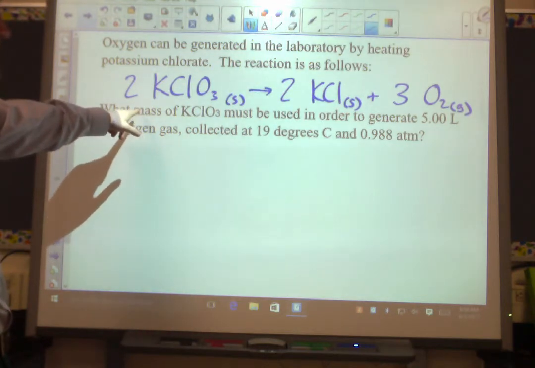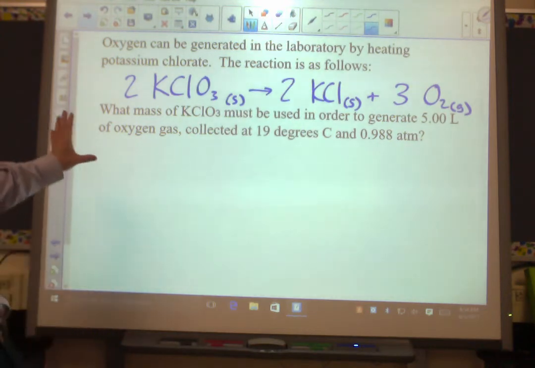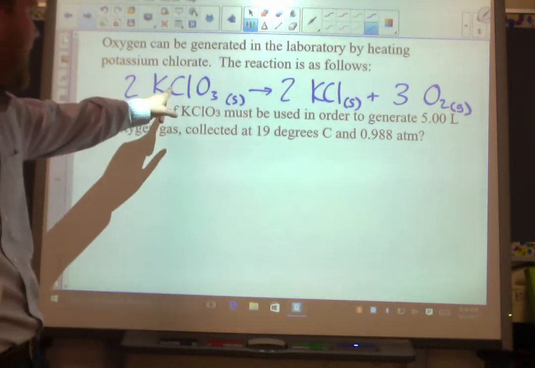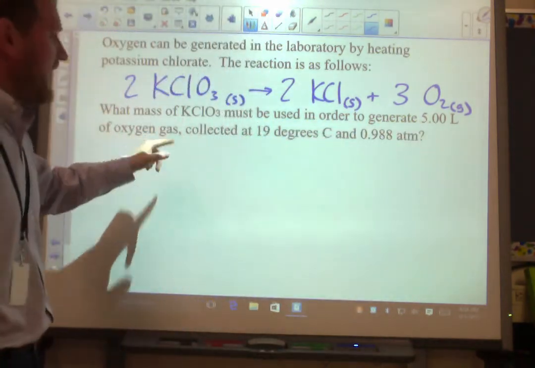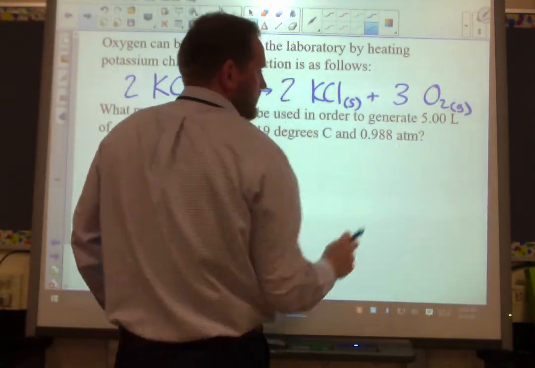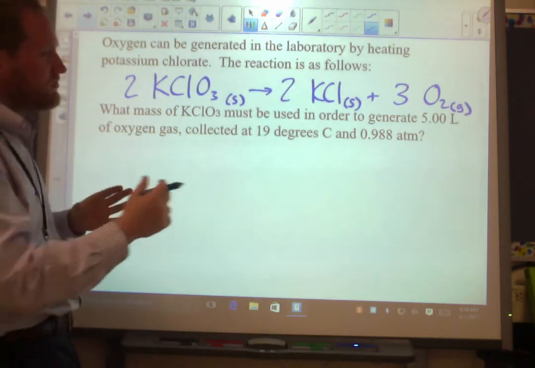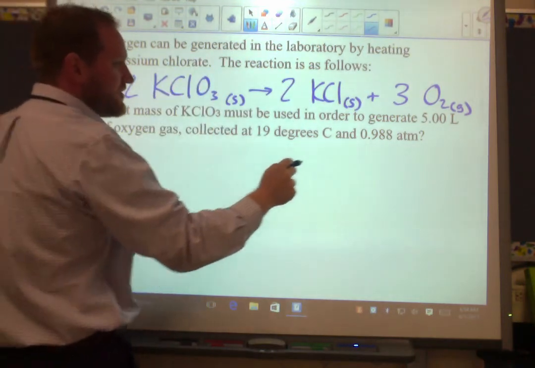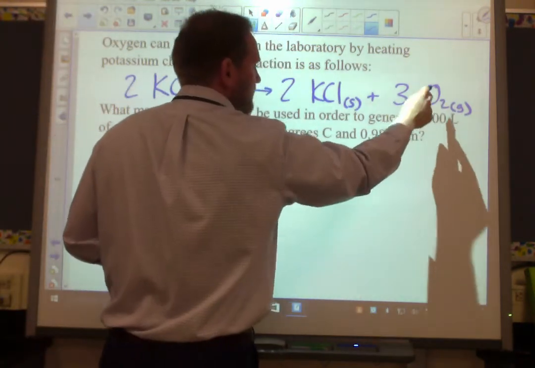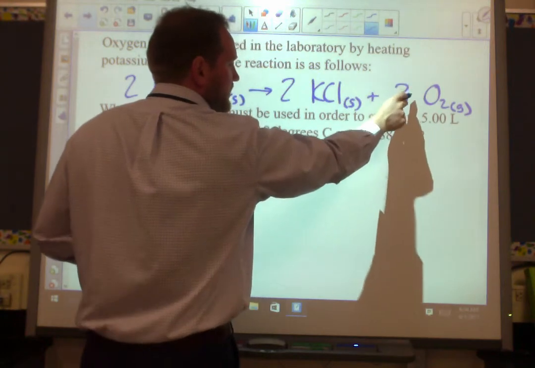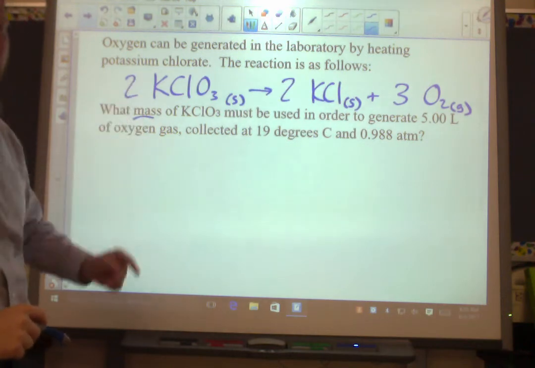I'm asking for mass, so you know you're going to have to find moles, so this is definitely going to be a PV=nRT problem. So let's consider what we're given. We're looking for the mass of this, but what are we given to start? Liters of oxygen gas. So what we're going to have to do, remember these problems all base around moles. Moles are always the central unit of these types of problems. We're going to have to use the volume, the temperature, and the pressure of the oxygen gas to find moles. Once we find moles of this, we're going to use the mole ratio to find moles of this. And once we find moles of this, find grams.